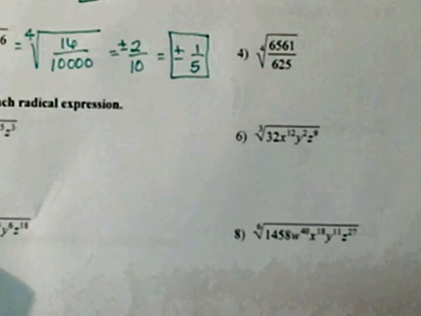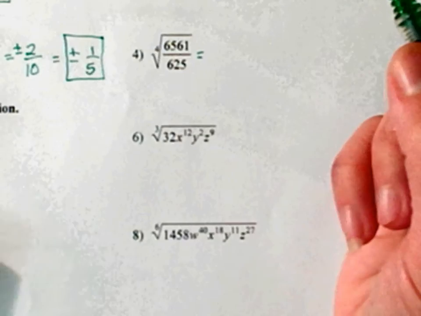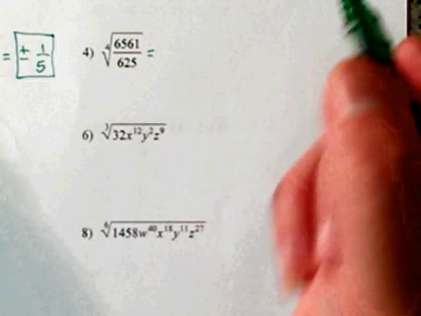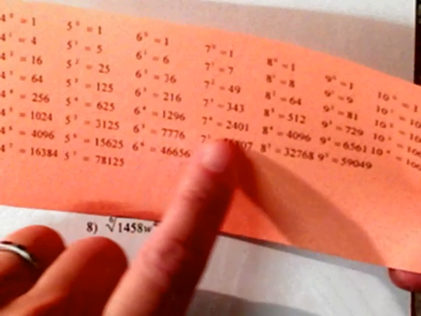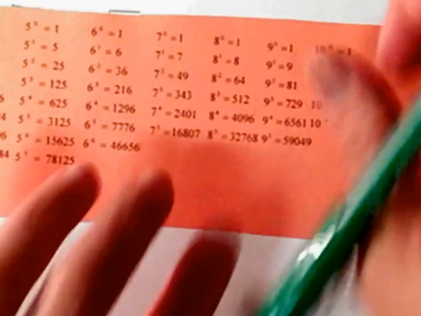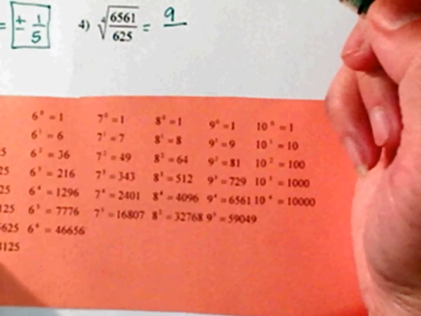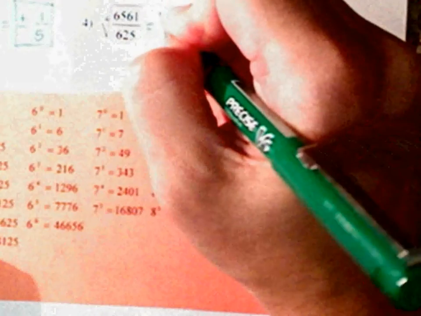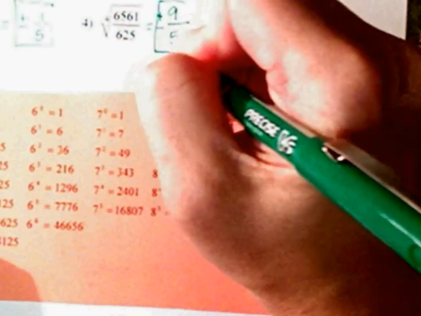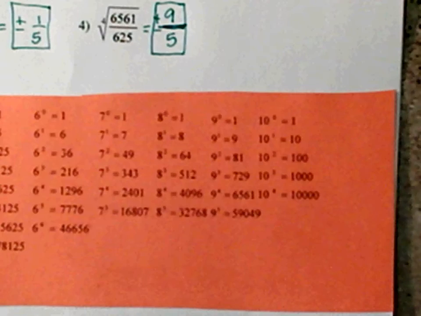Number 4. I'm looking for the 4th root. The 4th root of 6561 is right here, which is 9. The 4th root of 625 is 5. 5 over 9. And this will be a plus or a minus, because it's an even root. Okay? So plus or minus 5 over 9.